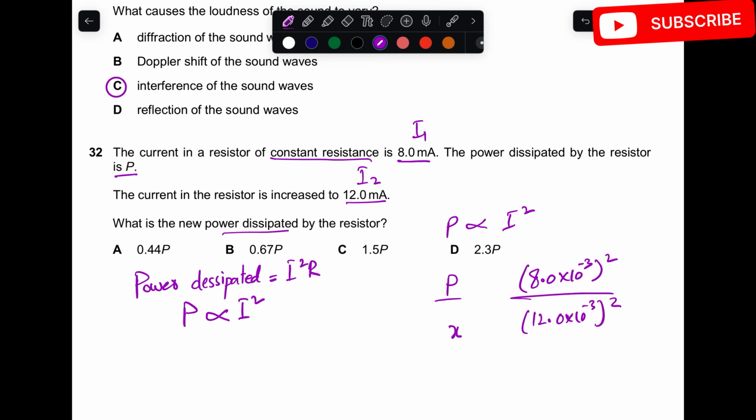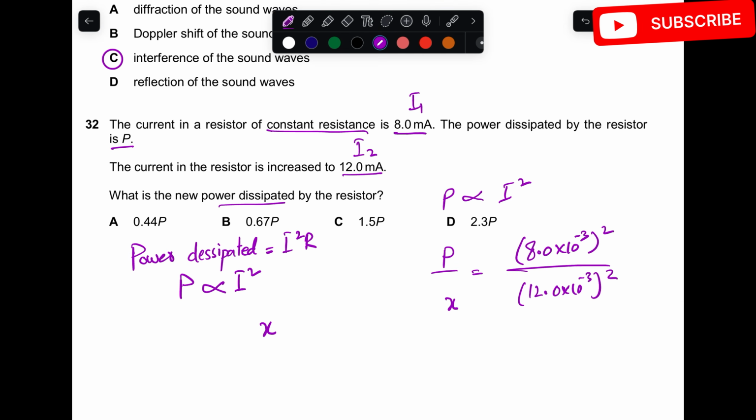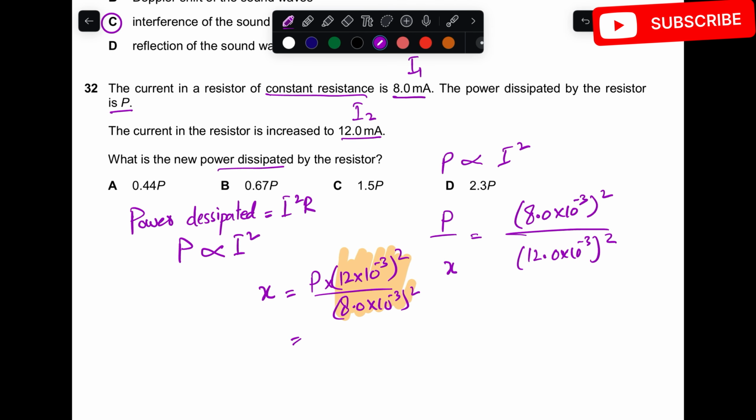Okay, so you can use the ratio proportion. So X is equals to P into 12 into 10 raised to power minus 3 whole square divided by 8 into 10 raised to power minus 3 whole square. Okay, solving these two, you will get 2.25. That can be written as 2.3. Okay, 2.3, and there is a P as well. So it's option D that is correct.